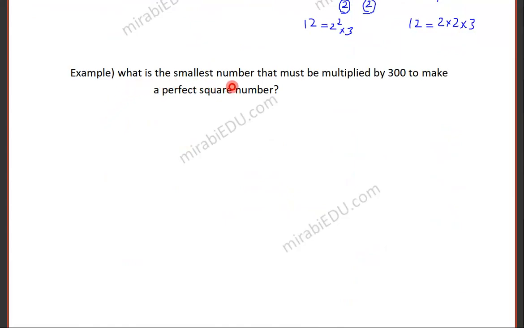What is the smallest number that must be multiplied by 300 to make a perfect square number? What are perfect square numbers? Perfect square numbers are like this: 1, 4, 9, 16, which means they are 1 squared, 2 squared, 3 squared, 4 squared.